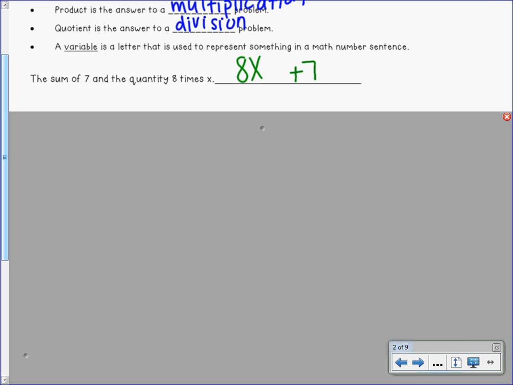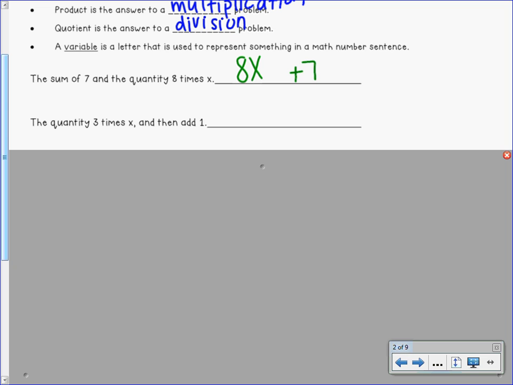What's the quantity? Plus the number. Okay? So this one I need a number sentence for the quantity 3 times x and then add 1. What could maybe part of my number sentence look like, Aiden? 3 times. Oh, it's kind of just like 3 times this. Plus 1. How would I write 3 times x?